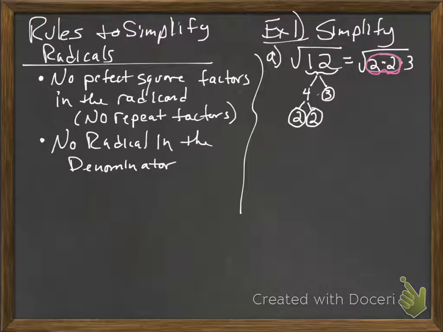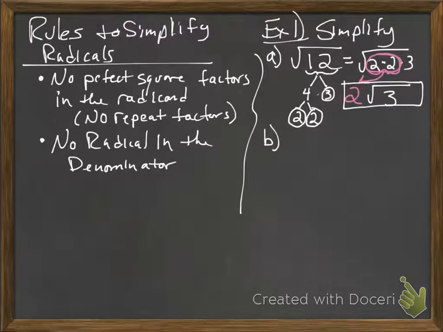I have a 2 times a 2, and anytime you see repeated factors, you're allowed to remove that from the square root and put that number out in front, and then you're left with all the other factors that have not been removed. So my final answer is just 2 radical 3. Let's take a look at another example.